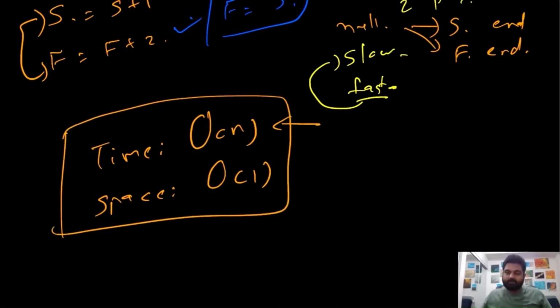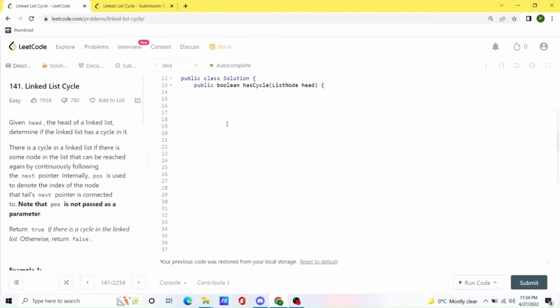This would be the most optimal approach. First of all, we are going to check that if the given head is equal to null, we are going to return false. This would be an edge case that we took care of. Now we are going to create two list nodes. One is slow, which we initialize to the head position, and the second one is fast, which we initialize to the second position.